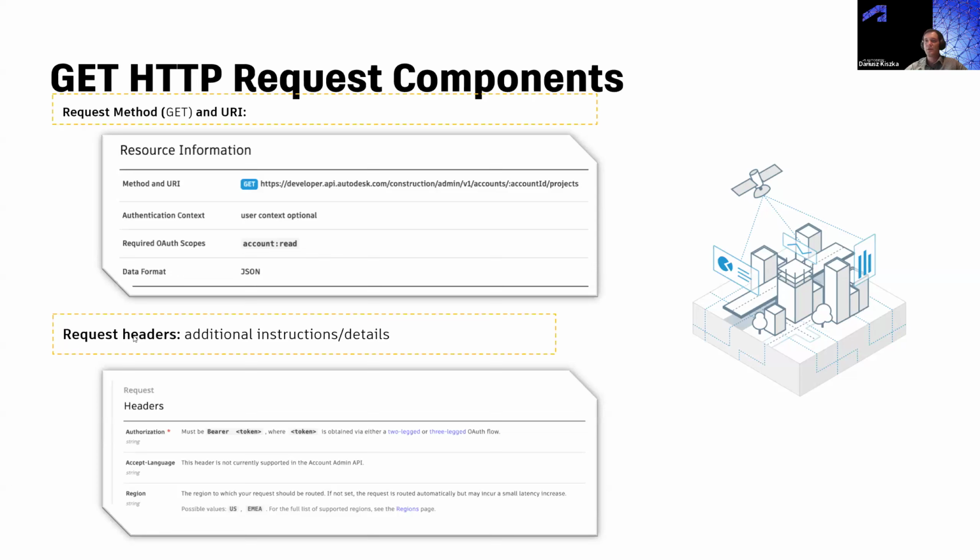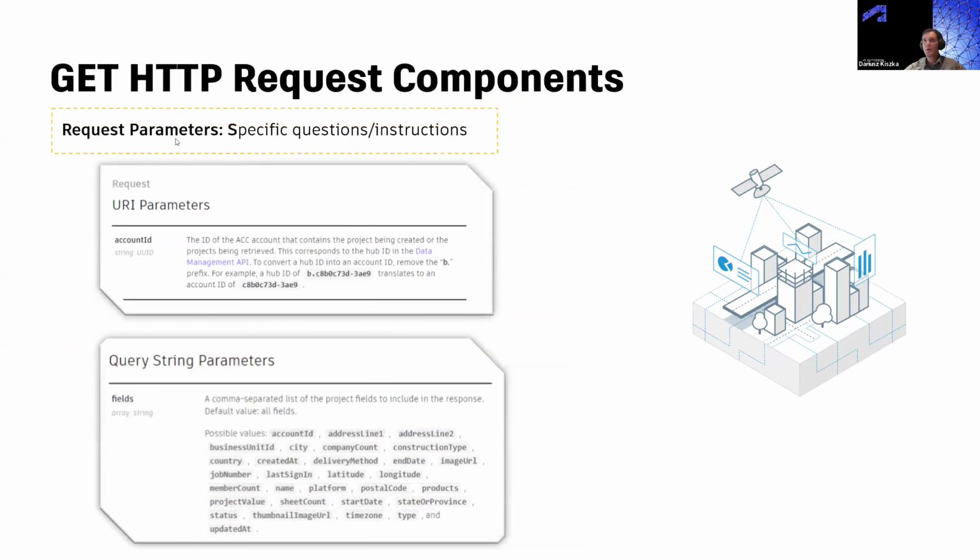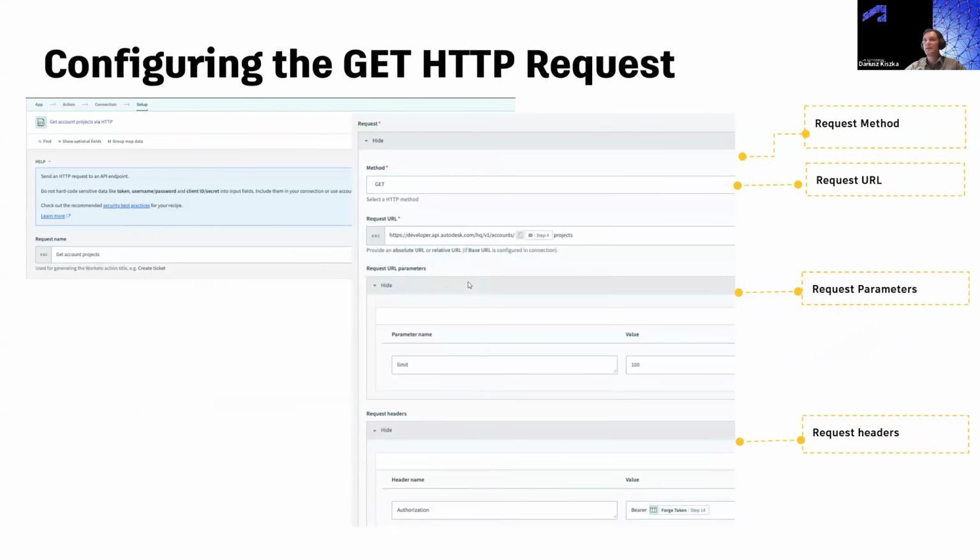And then later we need also the request headers for any additional instructions. We also talked about these request parameters to request the specific instructions, and string parameters also to narrow down the scope of the information that we are requesting. And with that, we can also configure our request using this HTTP connector that we have just created. So let's now see how it is translated by Workato.